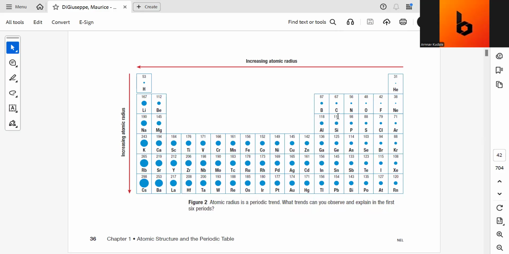What about as you go left to right? Left to right, it gets harder. Why? Because the atoms get smaller. The atoms get smaller. So this is what you need to remember.